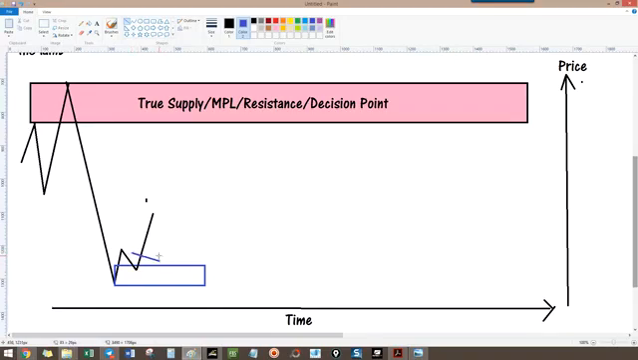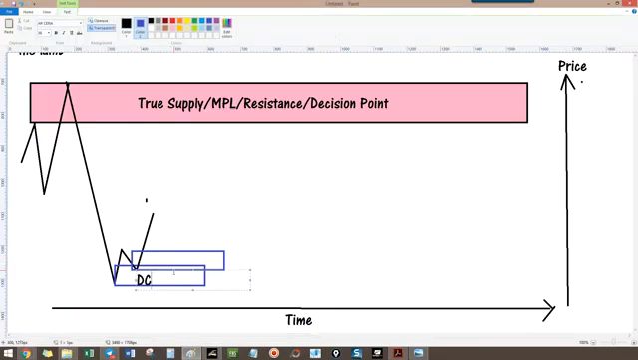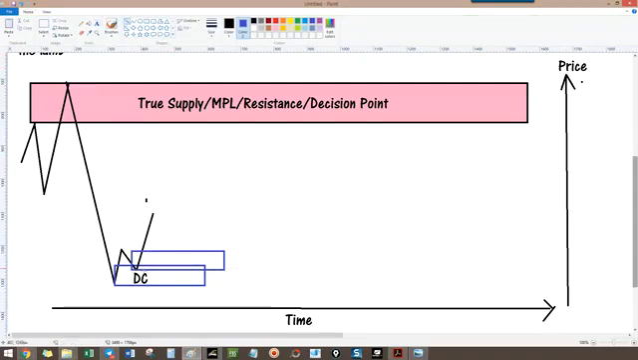So you have new demand. The first one that already spiked is already DC, or demand clear. So price went back here and then shot up. This caused a drop base rally. So over here a new demand is established, and the previous one is already cleared, demand clear. And then over here, touch, and then went up. So over here also demand clear, DC, and it created new demand, the drop base rally.